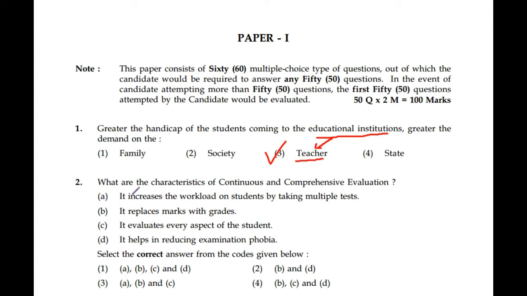Now question number 2, what are the characteristics of continuous and comprehensive evaluation? It increases the workload on students by taking multiple tests. So this is not correct. It replaces marks with grades. Yes, it is correct. It evaluates every aspect of the students. It is also correct. It helps in reducing examination phobia. This is also correct. So our correct answer is B, C and D. So fourth one is the correct one.